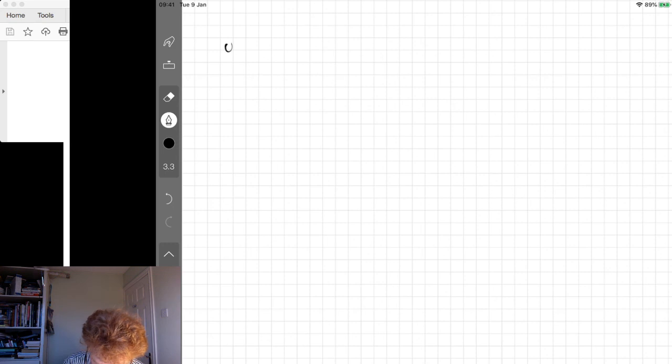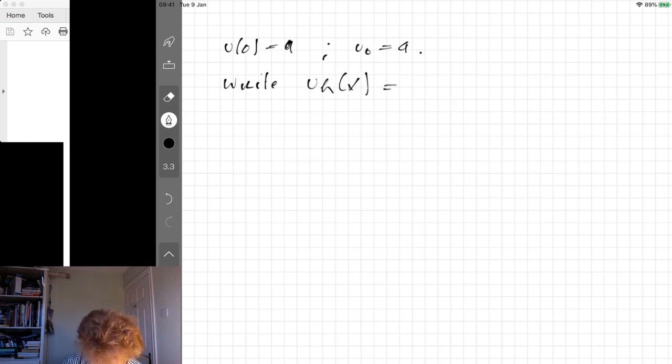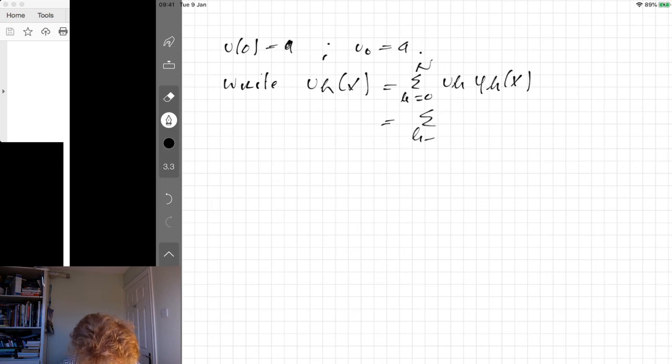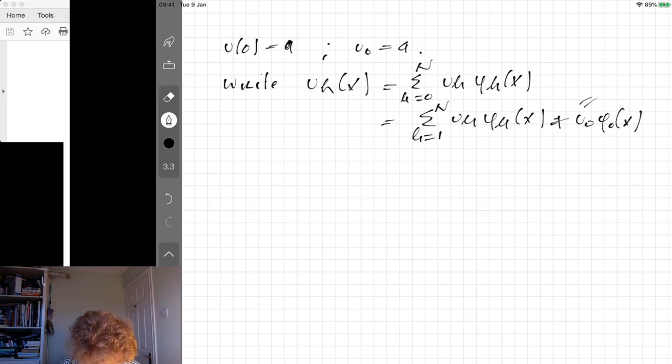So now, given that u naught is a, and u naught is a always, we write u, the approximation, as the sum k from 0 to n of u_k phi_k, the basis functions. We write that as the sum k from 1 to n, so we split off the k is naught case, because there we have plus u naught phi naught of x, which in this case, because of the Dirichlet boundary condition, is a. u naught is not an unknown.